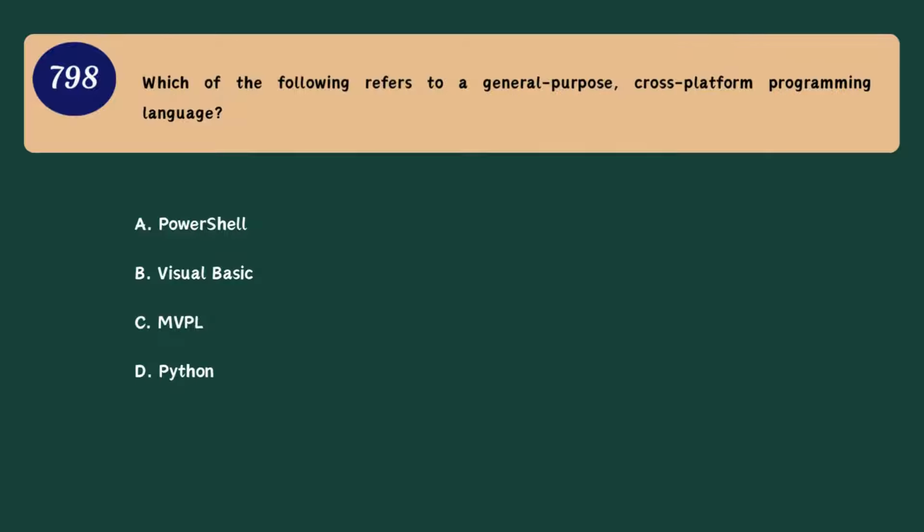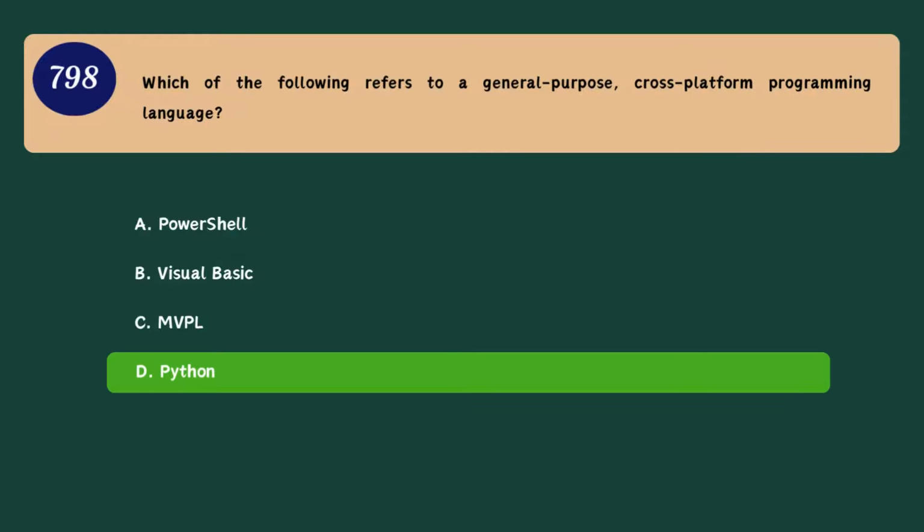Question 798. Which of the following refers to a general-purpose, cross-platform programming language? A. PowerShell. B. Visual Basic. C. MVPL. D. Python.